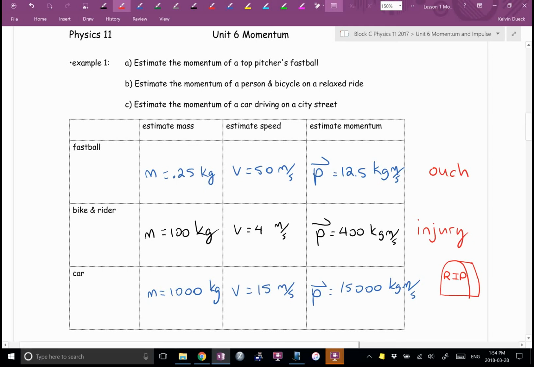So 12.5, what's a really nice round number close to 12.5? 10 kilogram meters per second. You can probably shrug that off. It hurts. But, eh. 400, 500 kilogram meters per second, you're probably saying some bad words. Maybe having to go to the hospital, maybe break a bone. But eventually you'll be walking. 10,000, 15,000, you may survive, but you're going to be in the hospital for a while.